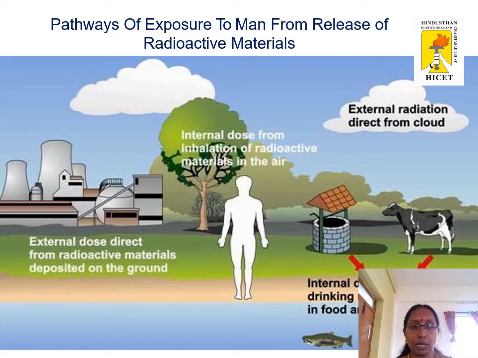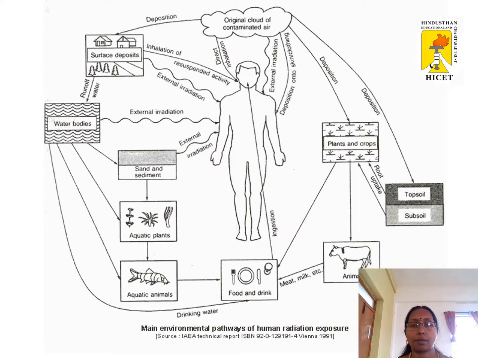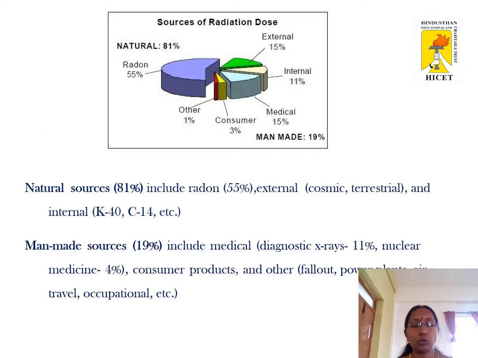So these are the pathways where man is exposed to various types of radiations. Natural sources contribute 81%, that includes 55% from radon, then external sources and internal sources like potassium 40, carbon 14, etc. Man-made sources contribute around 19%, which comes from medical diagnostic X-rays 11%, nuclear medicine 4%, then consumer products and other fallout.